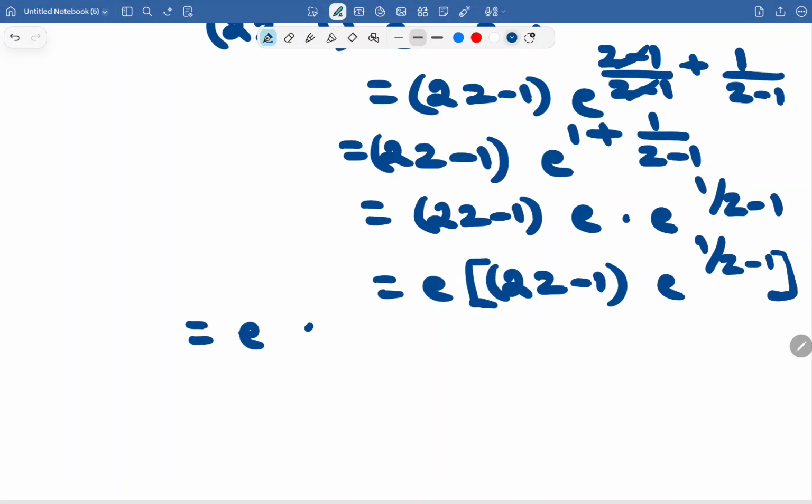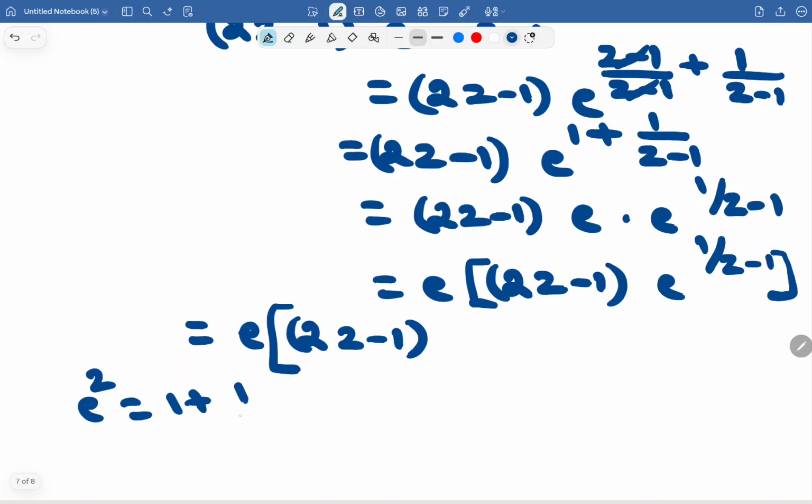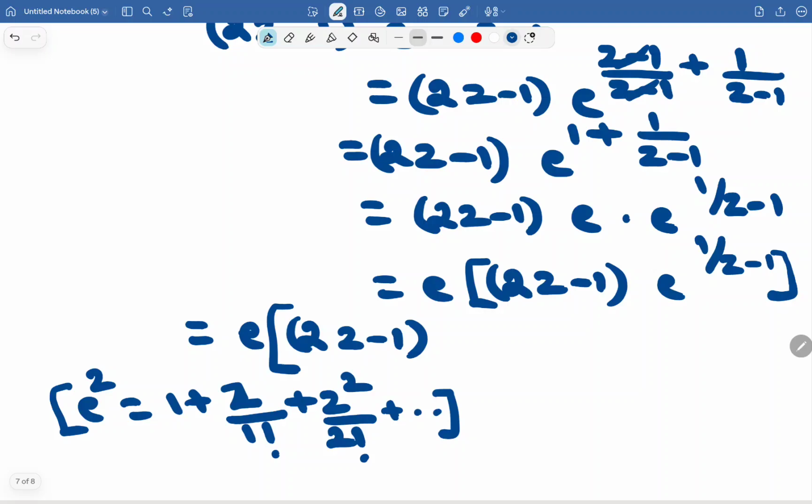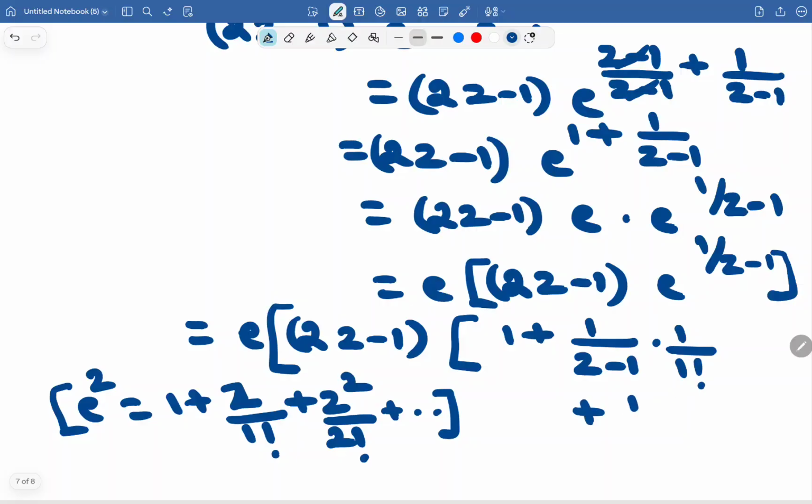which is equal to e (2z minus 1). We know very well what e^z is: 1 plus z by 1 factorial plus z square by 2 factorial, from the exponential series of e^x. Therefore, e^(1 by (z minus 1)) we can write as 1 plus 1 by (z minus 1) into 1 by 1 factorial plus (1 by (z minus 1)) whole square into 1 by 2 factorial, dot dot dot.